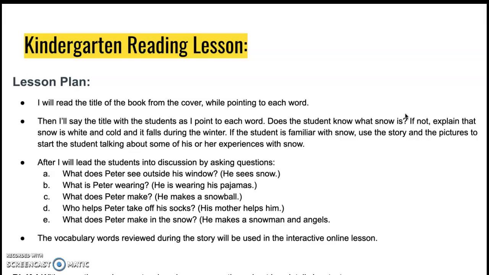And then I'll read the book to them, and then after I will lead them into discussion by asking some of the questions that are listed on this slide. And any vocabulary words reviewed during the story will be used in a more interactive online lesson. The reading standard is to ask and answer questions about key details in a text, and that's for kindergarten.